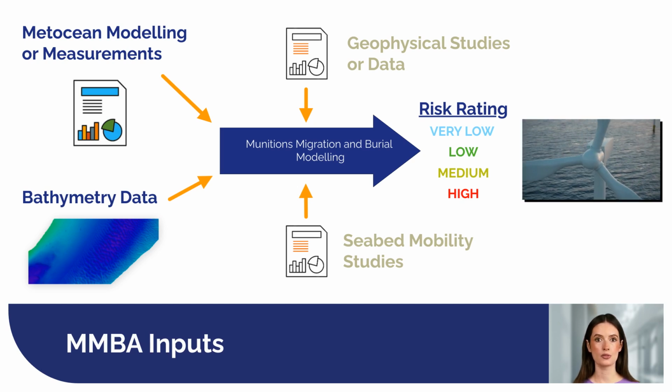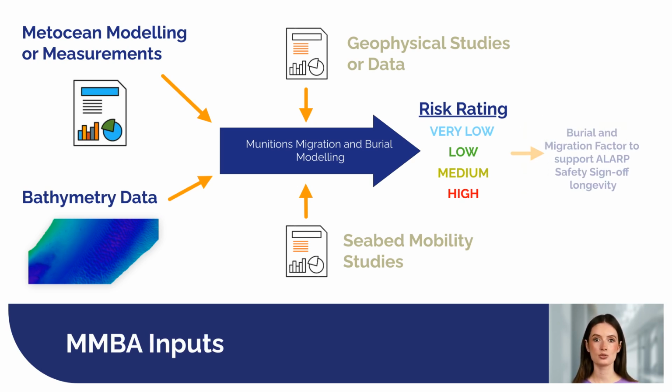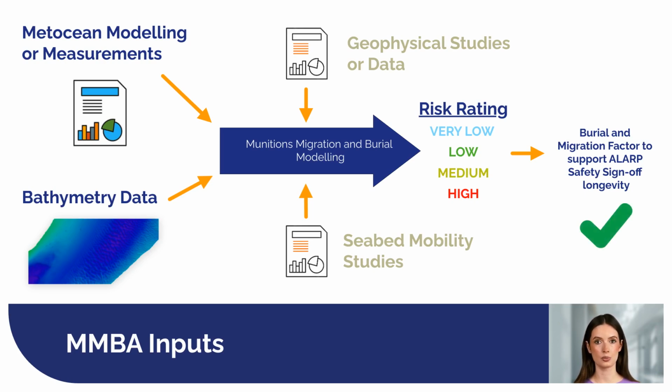Employing an offshore wind farm by way of example, different MMBA risk zones will typically vary between elements of the wind farm array and the export cable corridor. Each risk zone and category will be allocated both the burial and migration factor, and in this way, the project will be offered maximum ALARP sign-off longevity without compromising safety.